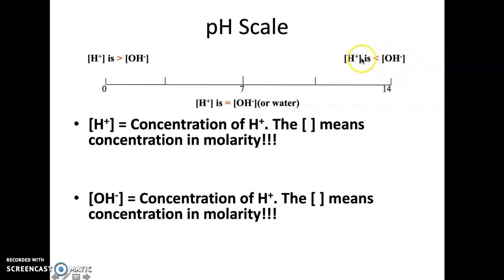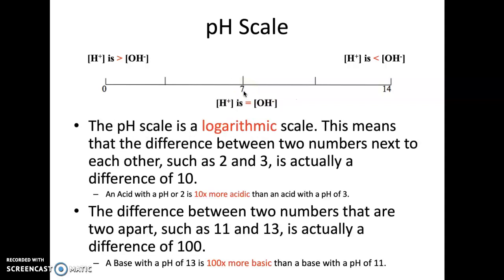I have more OH than H over here. And in the middle, H plus and OH minus concentrations are the same because at pH 7, it's a neutral solution. It's just water. Okay. So this pH scale from 0 to 14 is a logarithmic scale. Technically, you could have negative pHs as well. But this means that the difference between two numbers isn't a difference in concentration of 1. It actually means 10 times difference.